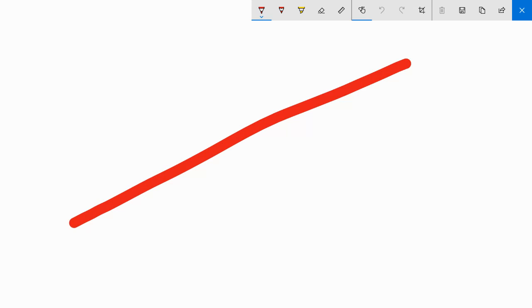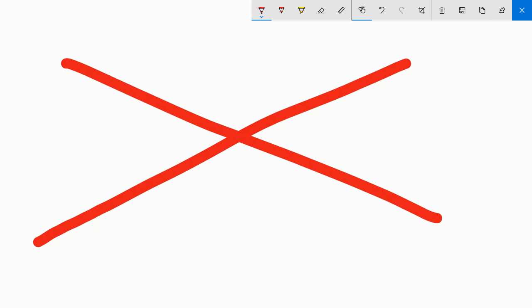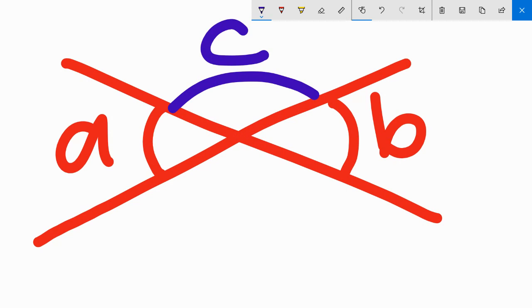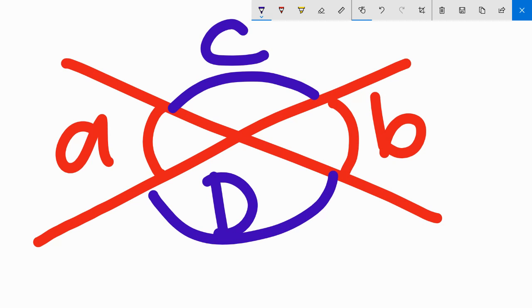Okay, so vertical angles are formed by 2 intersecting lines. So if we have 2 intersecting lines, the angles that are directly across from one another are vertical angles. So here A and B are vertical angles. Let me use a different color. And C and D are vertical angles. So the most important thing to remember about vertical angles is that they are equivalent.